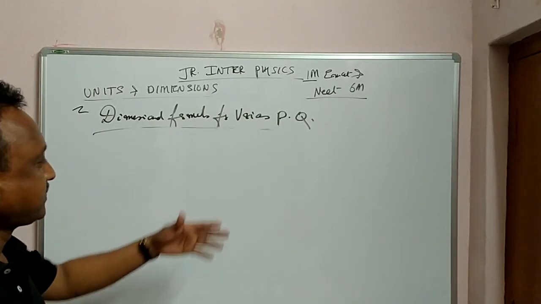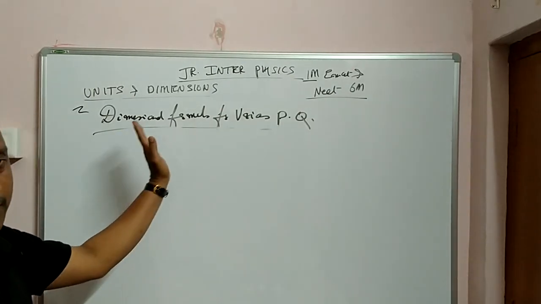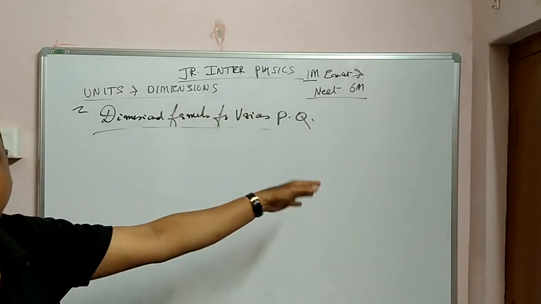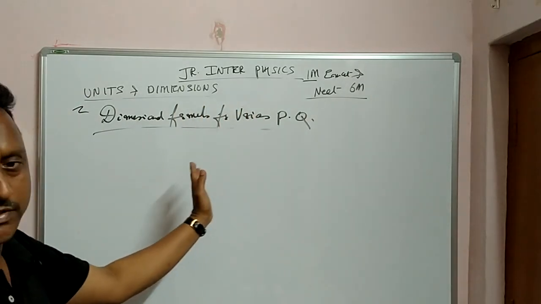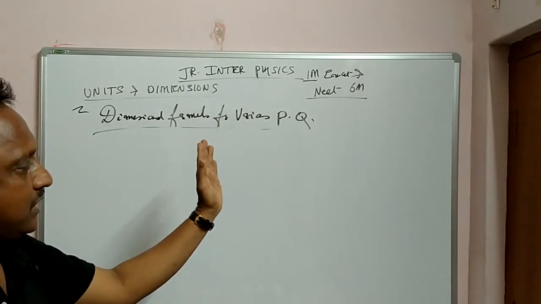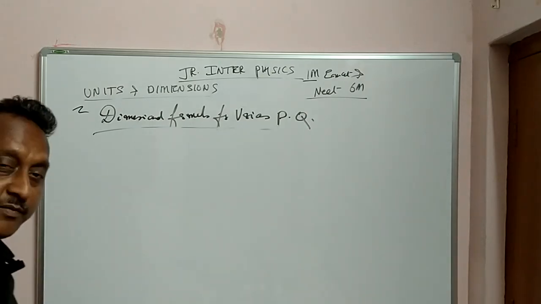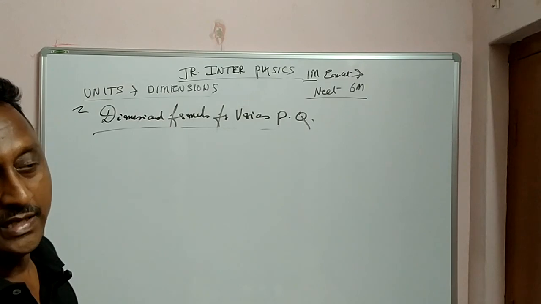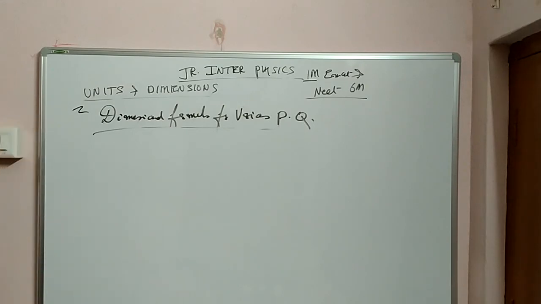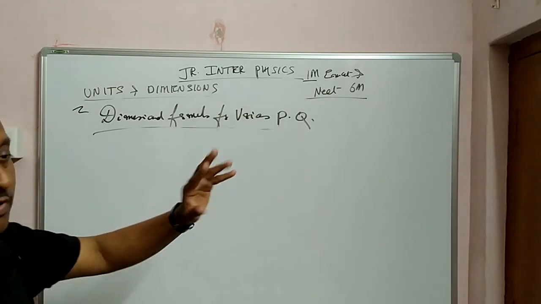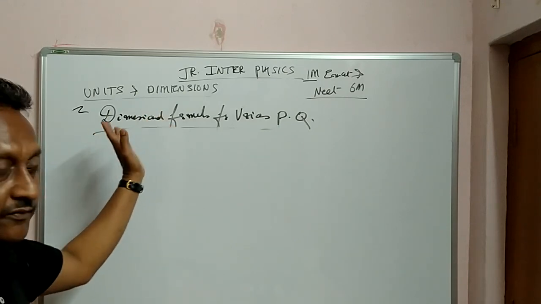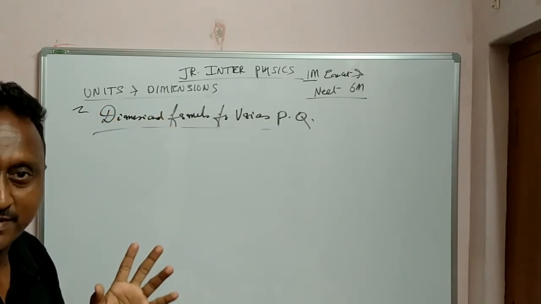So as I said just now, we can convert from one system to another. 1 Newton is equal to 10 power 5 dynes. In the same way, 1 joule is equal to 10 to the power of 7 ergs. So like this, you can convert from one system to another system. Is it understood? Now just now I told you how to convert from one system to another system by using dimensional methods.